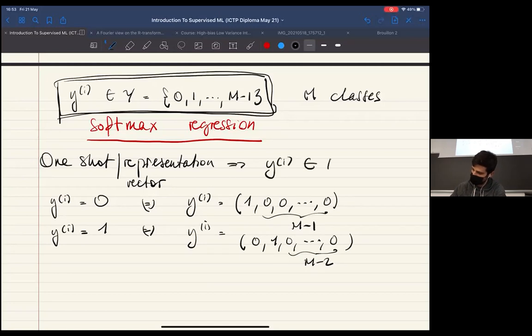Now the labels are vectors of size m, actually binary vectors of size m, with a single non-zero component at a location, and the index which is non-zero encodes the class. So if you have a 1 at the first location, it means that this is the first class. If you have a 1 at the second component, it means that the label corresponds to the second class or the second category, etc. Is it clear? Very simple.